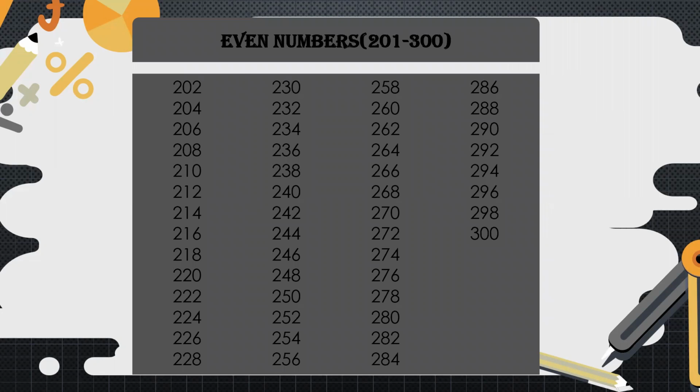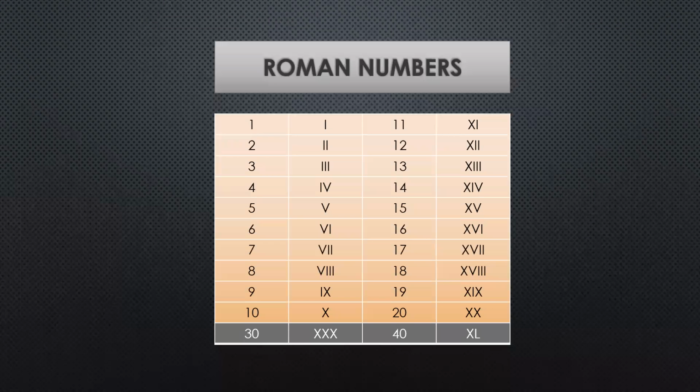So here is the 201 to 300 slide. And the next topic is Roman numerals. It's a really interesting topic for you, because when I take your Roman numbers class, you really enjoy that. Here you can look: 1, 2, 3, 4, 5, 6, 7, 8, 9, 10, 11, 12, 13, 14, 15, 16, 17, 18, 19, 20. And this is 40 and this is 30.